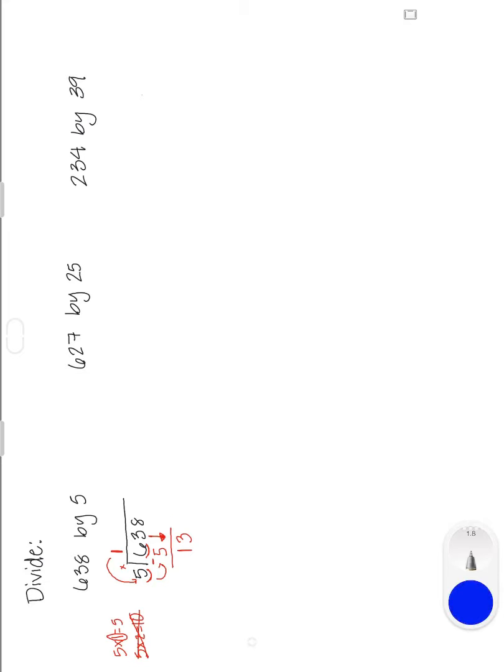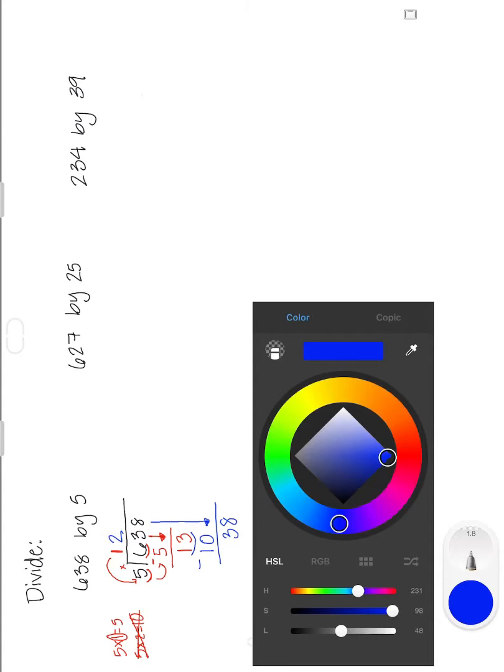So now I want to see how many times 5 goes in 13. So 5 times 2, we saw before, was 10. 5 times 3 is 15. That's over 13, so we're going to say 2. So 2 times 5 is 10. So I'm going to put 10 below 13 and subtract. So 13 minus 10 is 3. Now I can bring down 8.